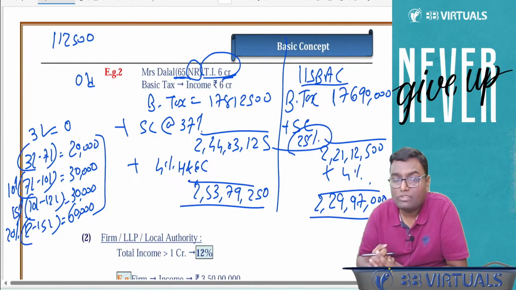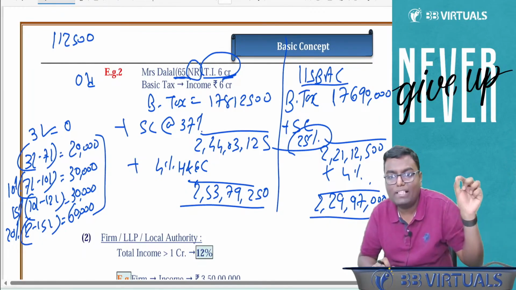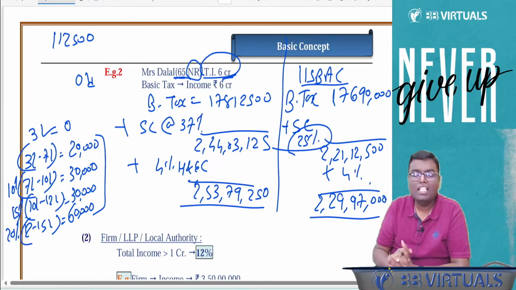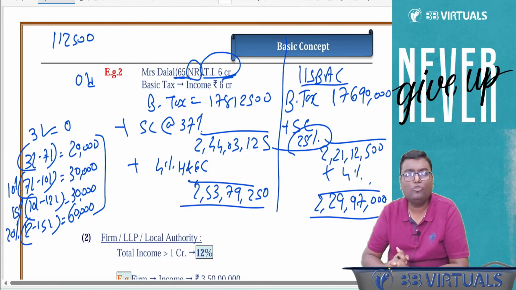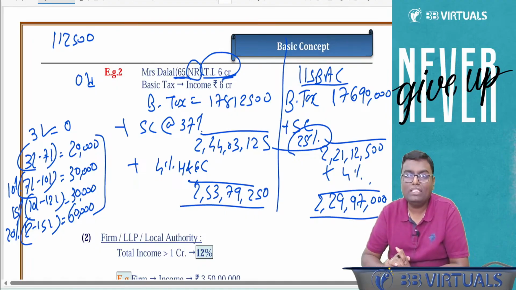Now, the rate of surcharge which we saw prior to the break was for 5 people. Which are the 5 people? Individual, HUF, AOP, BOI, AJP. If the income is up to 50 lakh, no surcharge. 50 lakh to 1 crore, 10%. 1 crore to 2 crore, 15%. 2 crore to 5 crore, 25%. More than 5 crore, 37%.